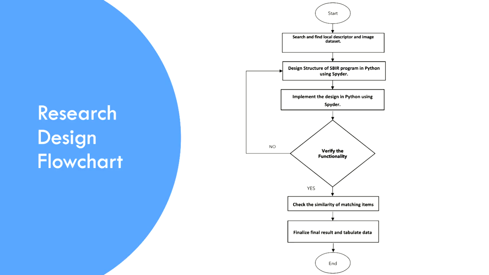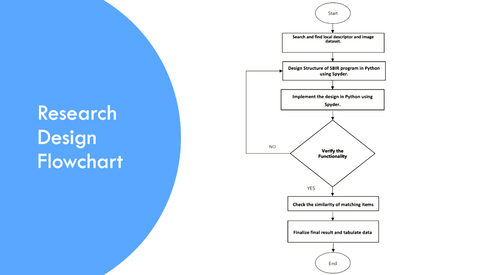So this is the research design flowchart. We start with searching and finding the local descriptor and image dataset, and after finding it, we go through to design the structure of the SBIR program in Python using Spyder. In this study, we are using Python inside Spyder, one of the Anaconda compilers, and then after designing the structure, we implement the design in Python using Spyder.